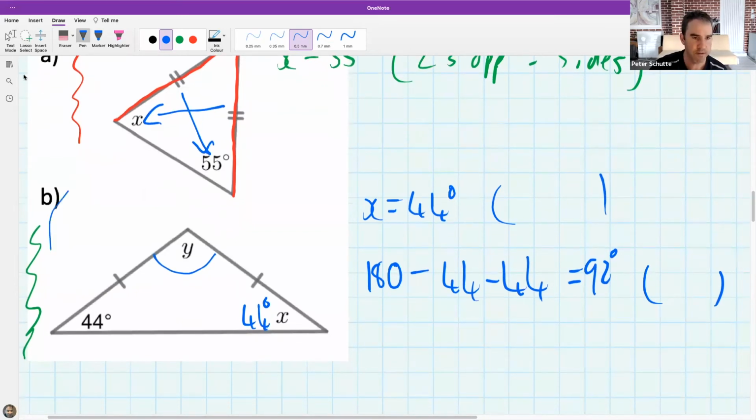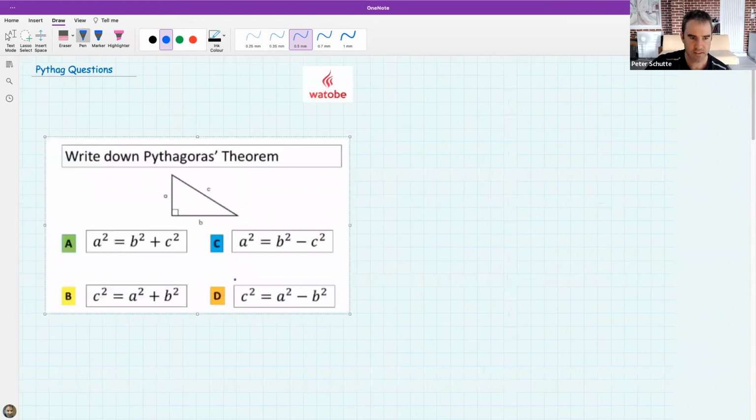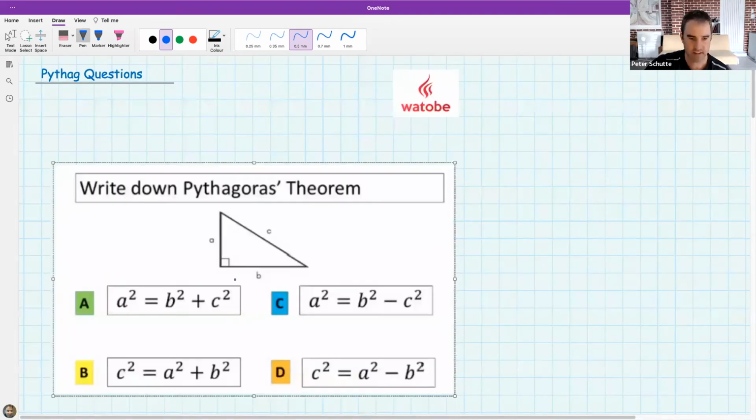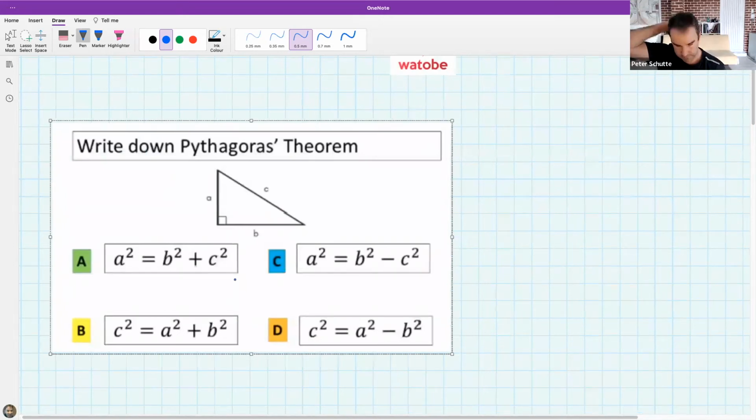And so now I want to go to another famous tool in our triangle kit. So let's go to this one. And this is a famous theorem called the theorem of Pythagoras. And in order to do this section well, we need to be familiar with Pythagoras. And so I want you to look at the drawing and I want you to tell me which of the four options describes the theorem of Pythagoras.